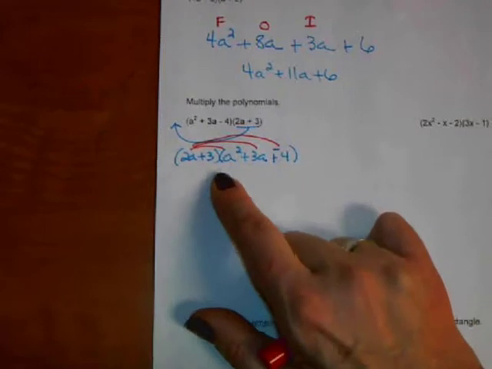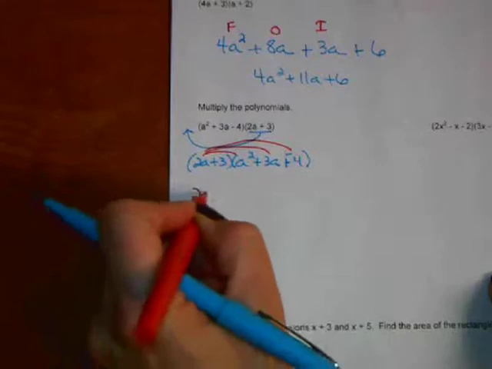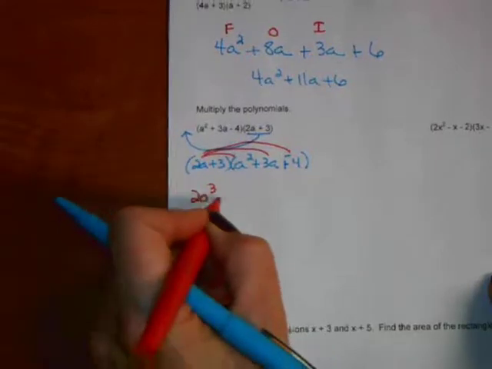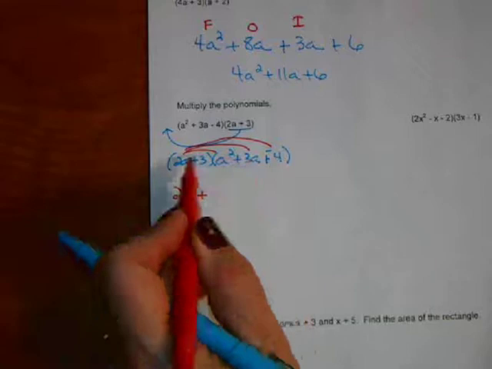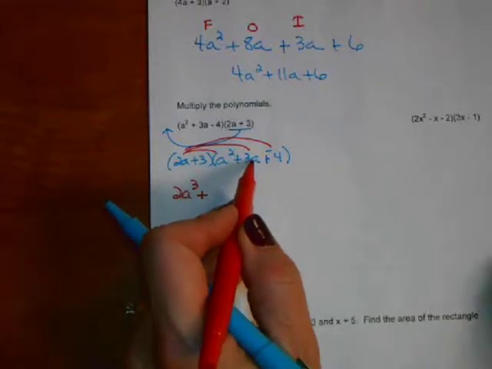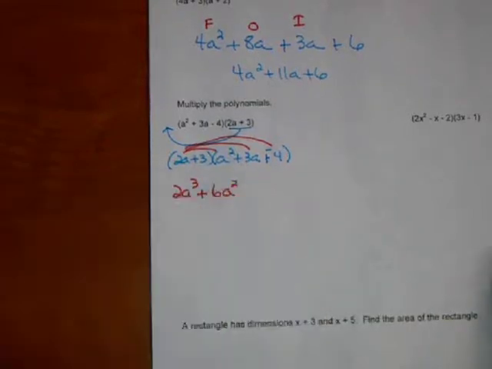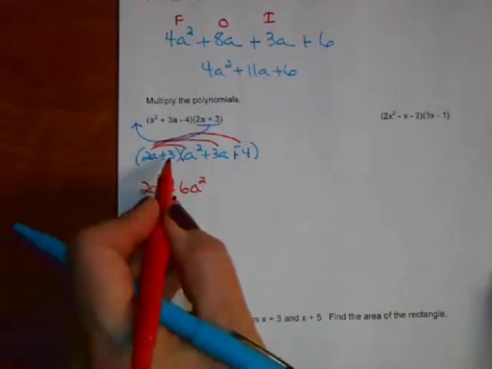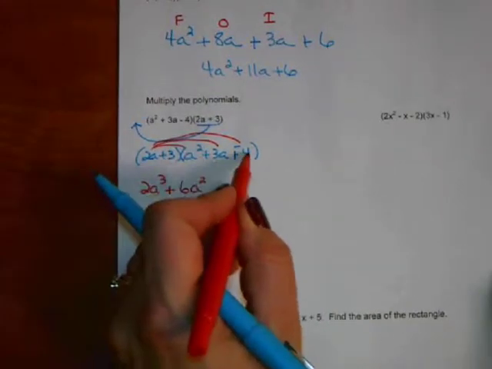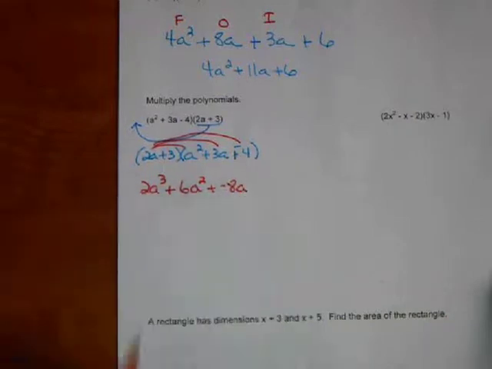What's 2a times a squared? 2a cubed. So I did that first one. Then I got to do 2a times 3a. 2a times 3a, which would be what? 6a squared. A times a is a squared. And then I got to do 2a times negative 4. Negative 8a.